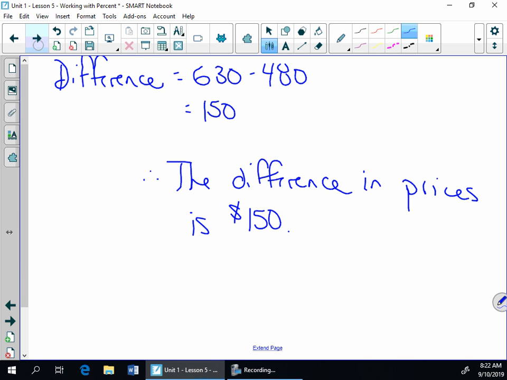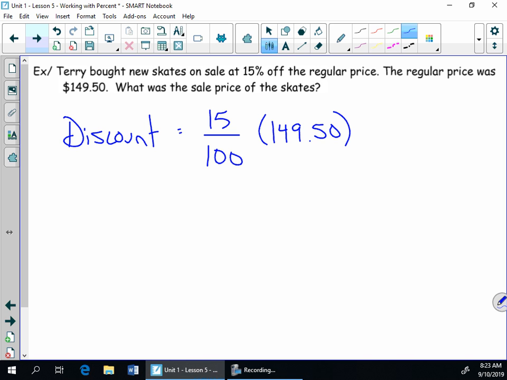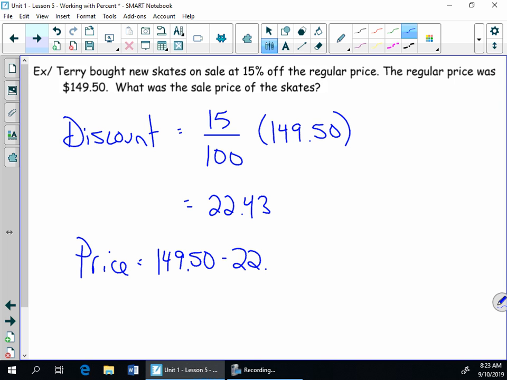I'm going to get you guys to try one. We got Terry. He bought new skates on sale at 15% off the regular price. Regular price was $149.50. What is the sale price? Okay, so he has a discount of 15% of the $149.50. Percentage of. Put that into our calculators and we should get $22.43.